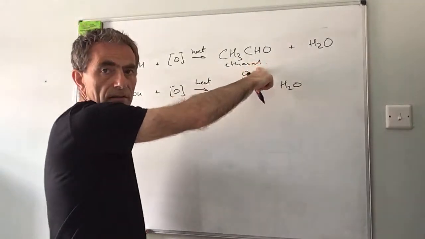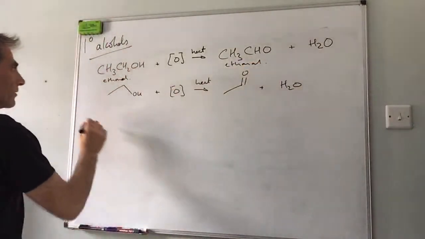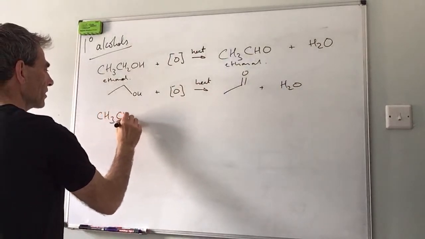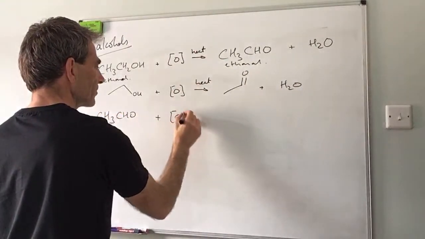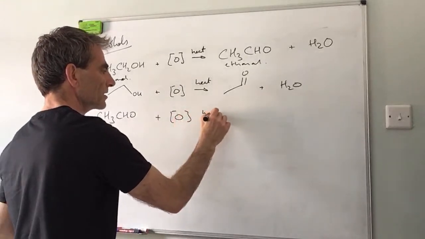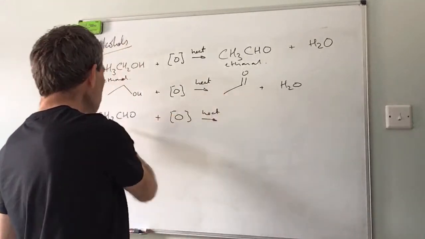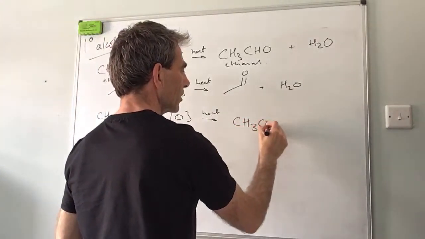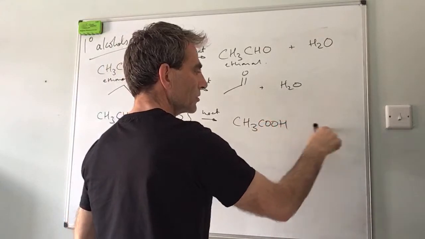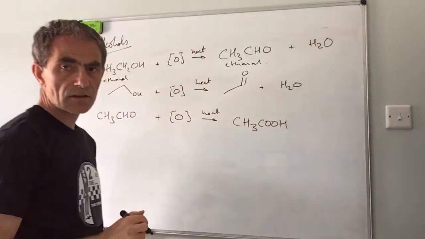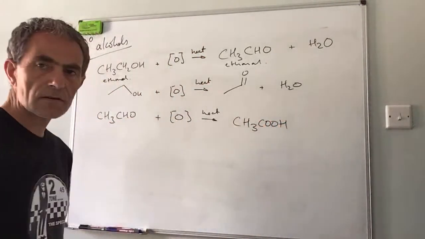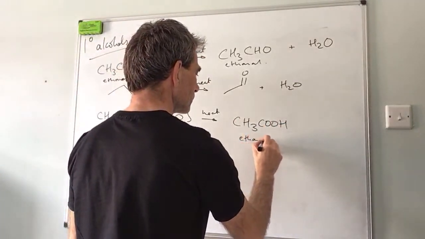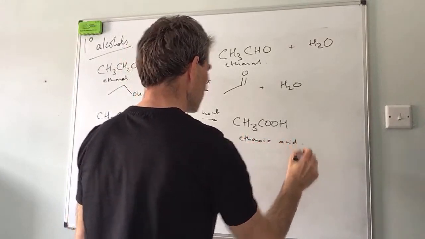That can be oxidized as well, okay? So if you then took your ethanal, CH3CHO, and you expose that to the oxidizing agent, obviously you still need heat. The aldehyde is going to oxidize to the carboxylic acid, so CH3COOH. You don't get water in this second oxidation, okay? So that's the second oxidation. So that's ethanoic acid.